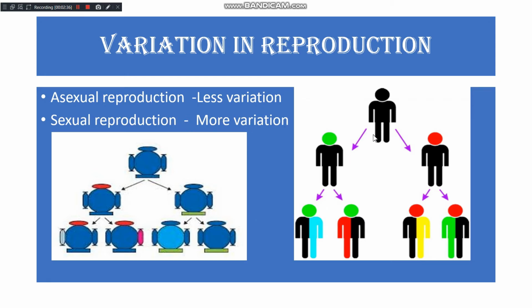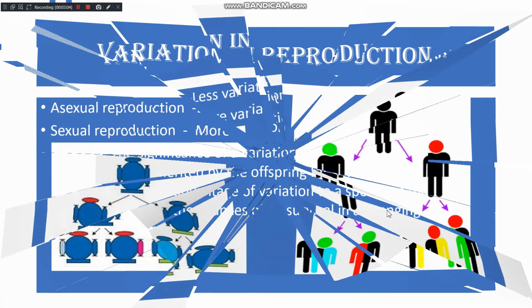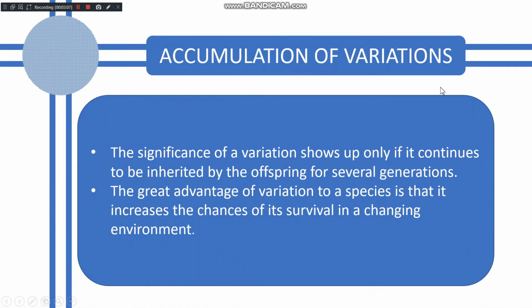The variation occurs during reproduction, with more variation in sexual reproduction. Here also you can see the example. The similar features are there, but there is one variation. In the next generation, more variation is there, and in this way they accumulate generation after generation. Accumulation of variation means it will remain in the organism.